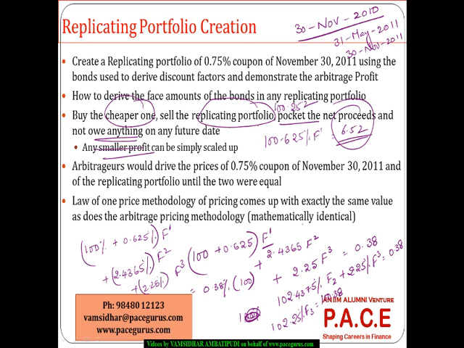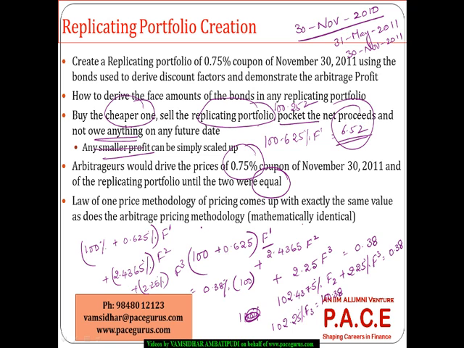This is something associated with a $100 face value, but try making it with a $100 million face value. This number is going to be significantly larger. But because of heavy arbitrage that is happening, the prices of this are going to go up, and the replicating portfolio prices are going to come down until the two of them become equal, which means the law of one price methodology of pricing is coming up exactly with the arbitrage pricing methodology.